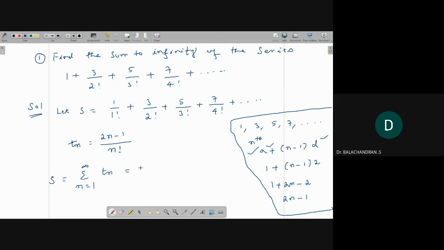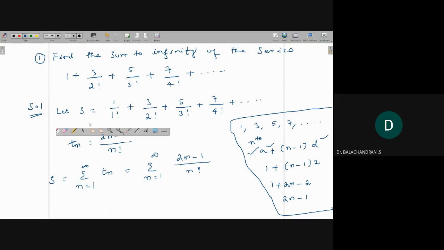So this is equal to summation n equal to 1 to infinity. What is the Tn? 2n minus 1 by n factorial. Now you should write the numerator in terms of denominator, in terms of denominator. So that is the idea. Then only you can cancel.